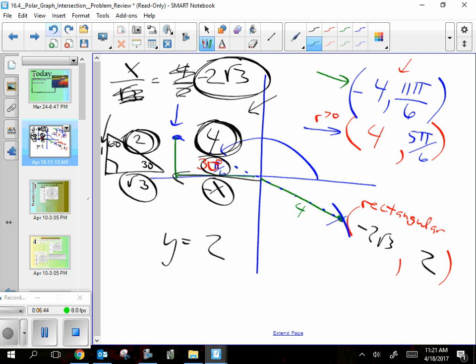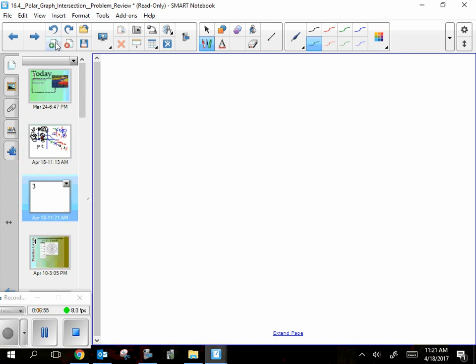How many of you would have got that one right? Good. Now let's talk about the next level. That's changing points back and forth between polar and rectangular. Here's how you change equations back and forth between polar and rectangular. That is a very simple equation. How can I change it to polar?